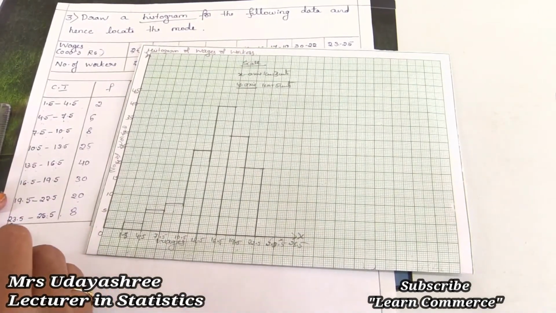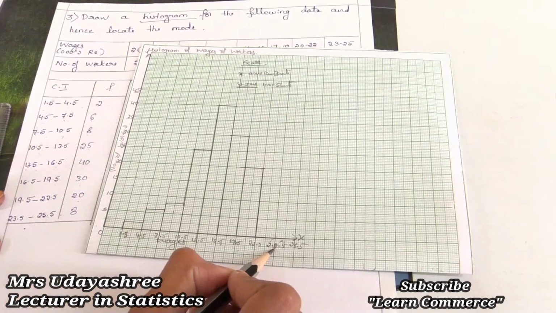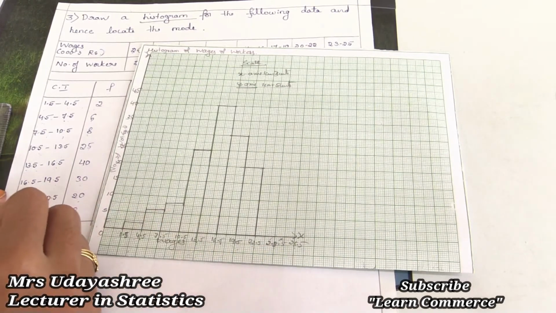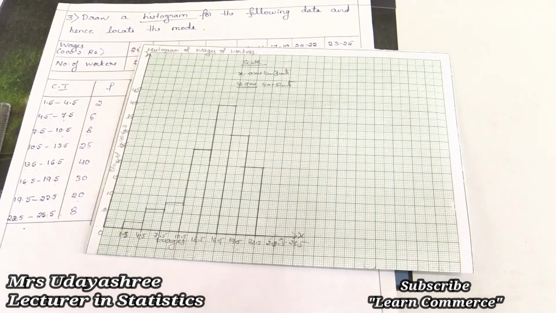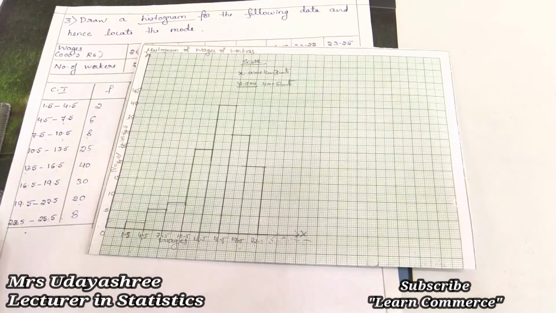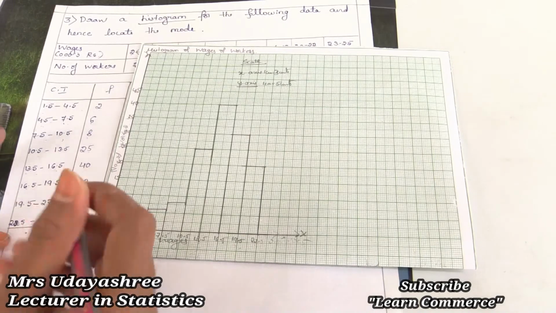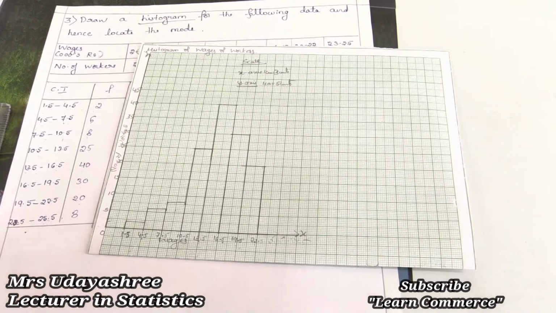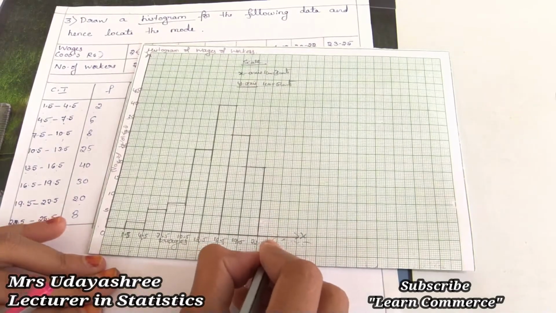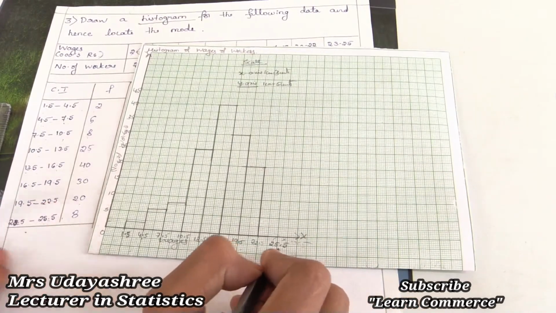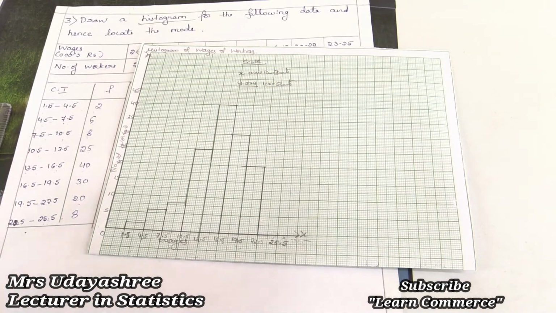Next, the last interval. Sorry, this is 22.5 to 25.5, not 23.5 to 25.5. So this is 22.5 and here it is 25.5, and this is the x-axis. The corresponding frequency for 22.5 to 25.5 is 8, so 8 comes here.